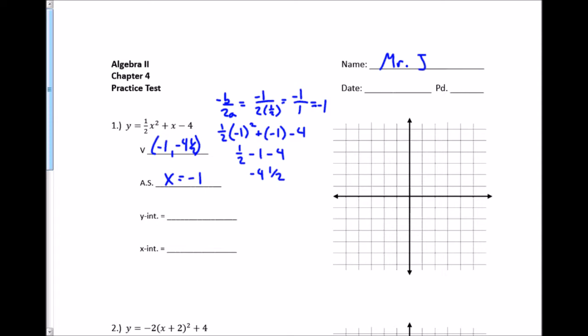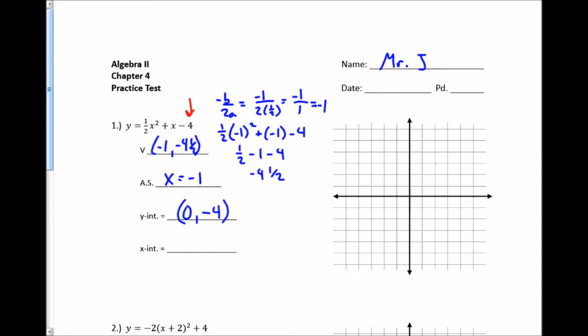The y-intercept, when I'm in standard form, is always the constant term. It's always the c value here, which is the negative 4. But also the y-intercept is when I plug a 0 in for x. And if I plug a 0 in for x here, I'm going to get a negative 4 out for y. It's going to be that constant term either way.